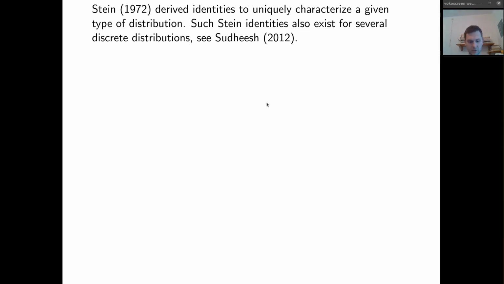The second block of our talk is the statistics based on the Stein identity. Stein derived identities to uniquely characterize a given type of distributions. Such identities exist for the normal distribution and for several discrete distributions. We also derived tests based on the Stein-Chen identity for Poisson distributions, in a joint paper with Weiss and Jentsch.